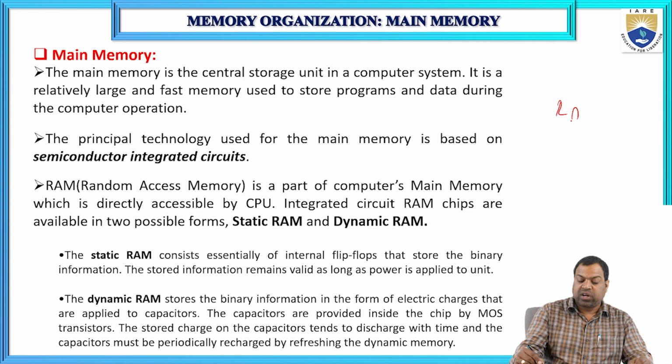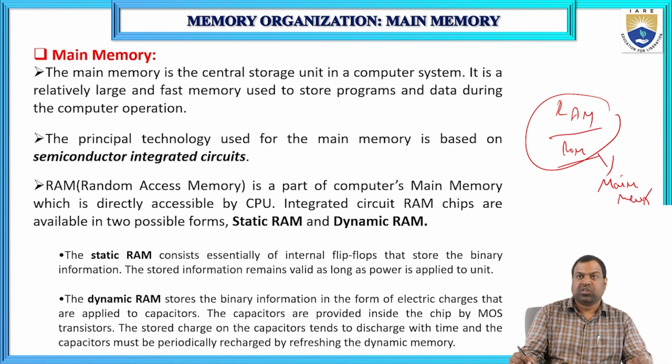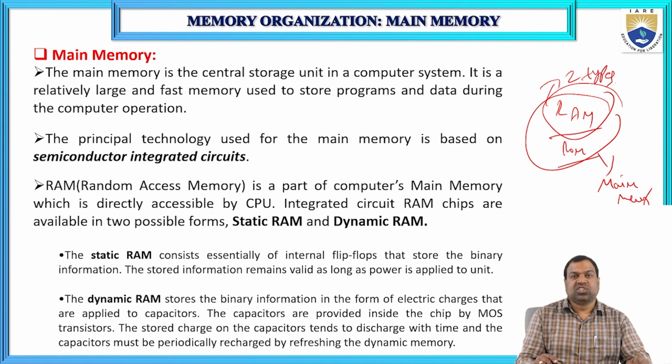So RAM and ROM, two types of memories, are connected to the main memory. In the RAM, there are two types of RAMs, that is, static RAM and dynamic RAM. So what is static RAM? It consists essentially of internal flip-flops that store the binary information. The stored information remains valid as long as power is applied to the unit.